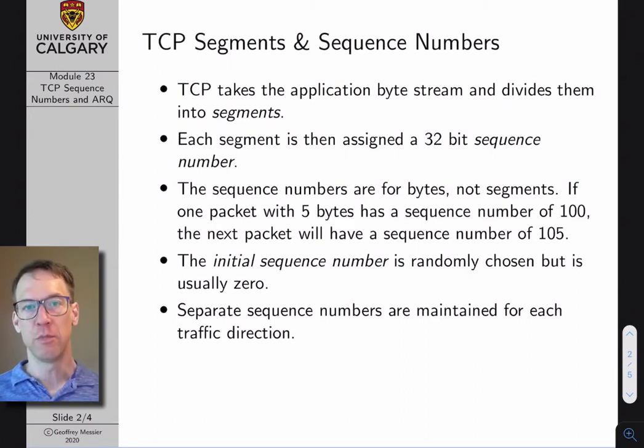The initial sequence number used by TCP can be randomly chosen. It can basically be anything. Practically speaking, you'll see 0 a lot. A lot of protocol stack implementations default to 0. That's going to be the case when we look at a TCP exchange in Wireshark, but just be aware that it doesn't have to be 0 all the time. And separate sequence numbers are maintained for each traffic direction. Most TCP connections are bidirectional. Data is sent in both directions between the nodes, and each direction has its own sequence number.